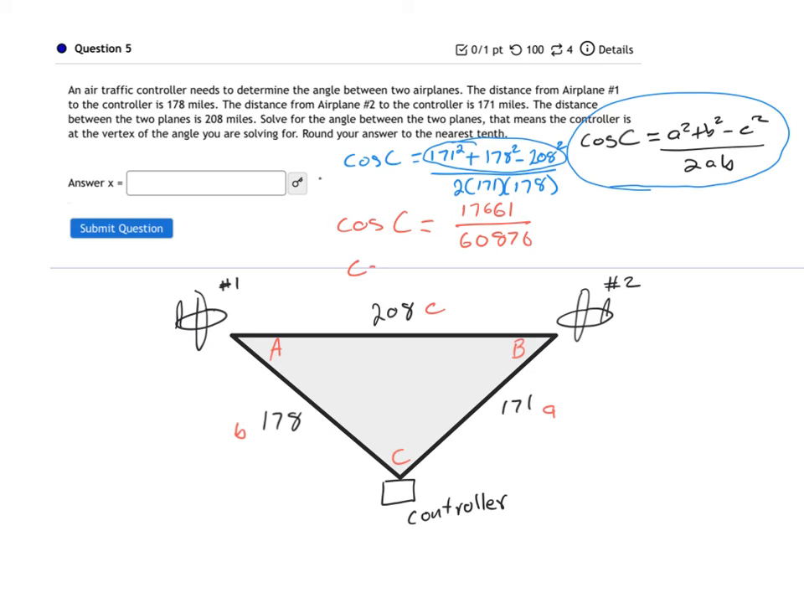Then in your calculator, you need to do the second cosine or inverse cosine of 17661 divided by 60876. When you do that, you end up with 73.1 degrees. Now, the numbers in your problem are probably going to be different, but you'll do the same thing and you apply the same ideas. I hope that was helpful.